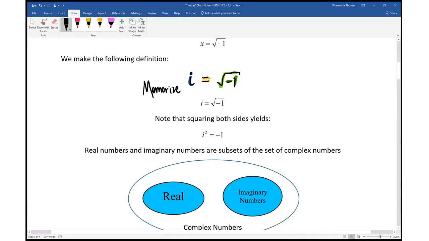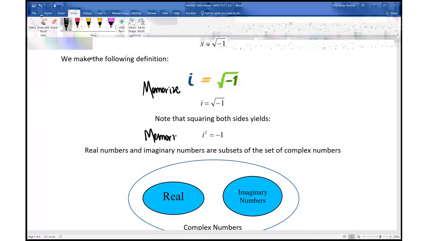So we squared both sides. We will get i squared equals negative 1. Therefore, memorize that as well. Memorize these two things, these two formulas or equations: i is equal to the square root of negative 1, and i squared is equal to negative 1.